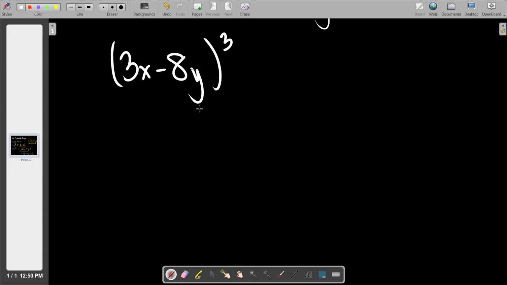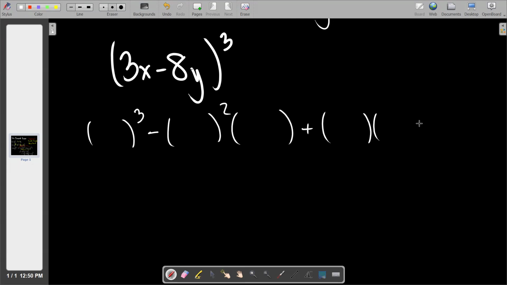Just for the record, in case you're not listening, you should. Brady's question was, do I put this in as a negative? And I wouldn't, quite frankly. I would just understand that it's going to be blank to the third minus blank squared blank plus blank blank squared plus, excuse me, minus blank to the third. If you just do it this way, then the negatives will all be taken care of for you. Am I making sense here?